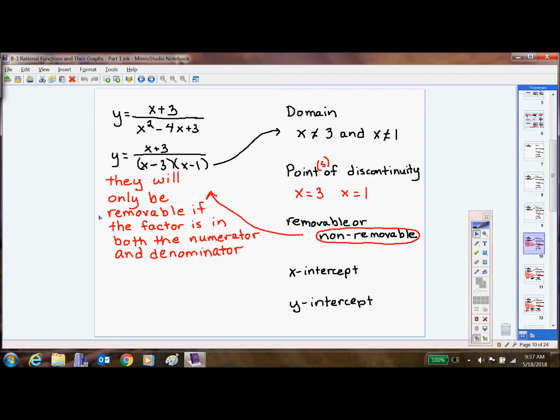When you have a factor that's just in the denominator, instead of being a removable one or a hole in the graph, it's going to be non-removable and it's going to generate an asymptote. So be thinking about those types of things. The non-removable ones will generate asymptotes, and the removable ones are going to generate holes.